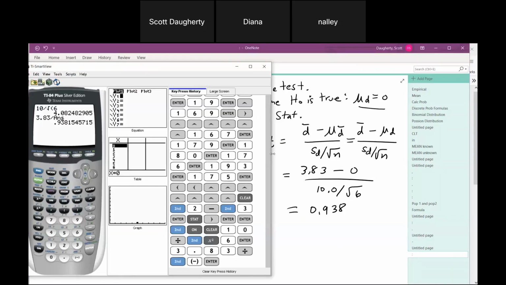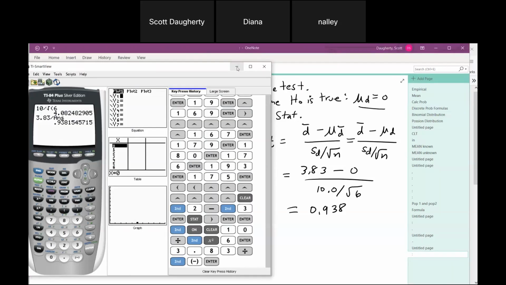Okay, so D bar is 3.83, which is 3.83 away from what we expected it to be, because the mean of the differences from the population we're assuming would have been zero. So if you're really drawing from a population where the mean of the differences is zero, then you would expect to get something close to zero for your sample mean. And we didn't. We got something like 3.83. How far apart is that from zero? It's 0.938 standard deviations away from zero. That's what this tells us.